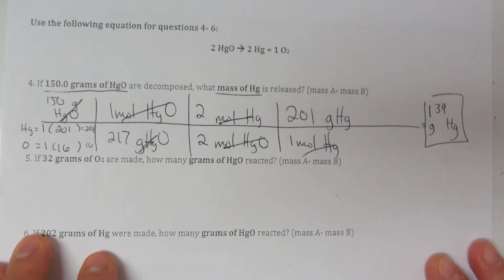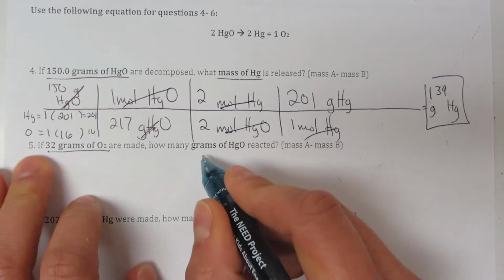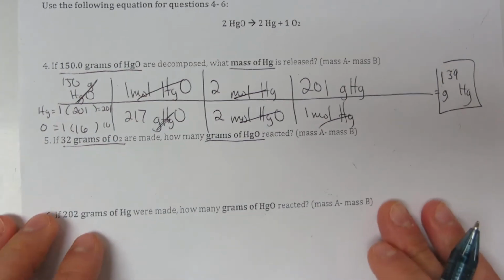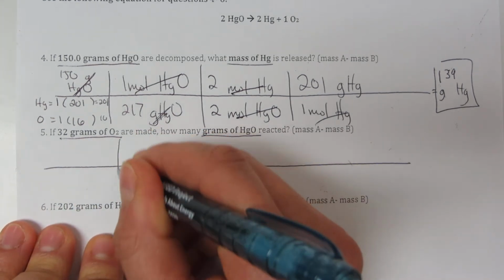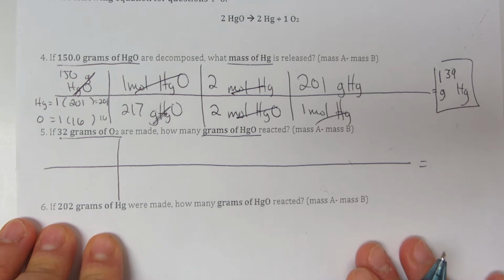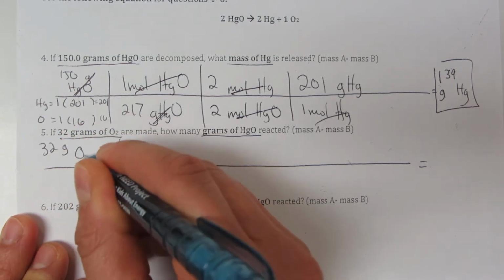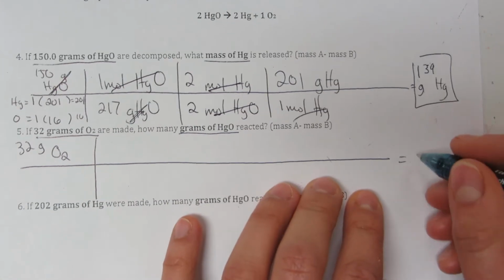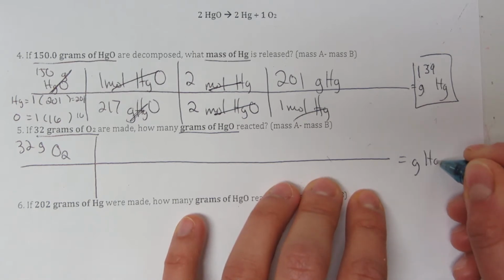Okay, let's do one more. Number 5 here. 32 grams of oxygen. And we want to figure out how many grams of mercury oxide are going to be reacted in this reaction. Okay, so this is going to be a 3-step problem like the one before. So we've got 32 grams O2. Again, I'm putting my unit, grams, and the substance O2. Make sure you put your units and substances in there. And we want to go to grams of HgO.